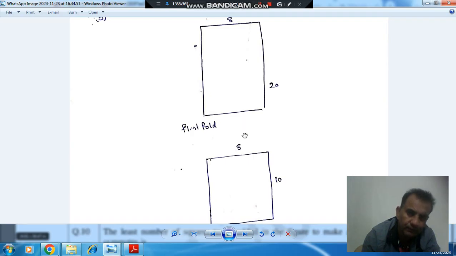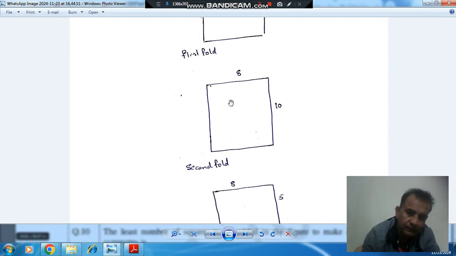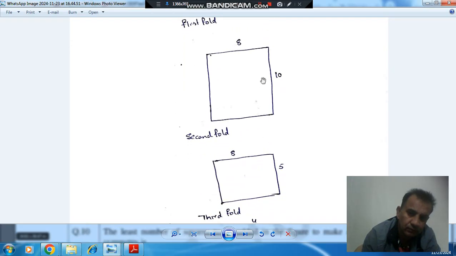So this is folded, and after folding it will be 10. Now it is longer side. This is again the shorter side. So we will make one more fold. So now this side will be 5 and this side will be 8. So now this is your longer side and this is shorter side.